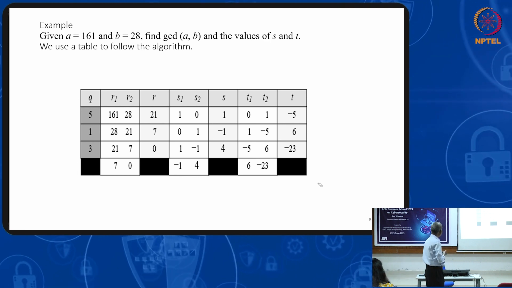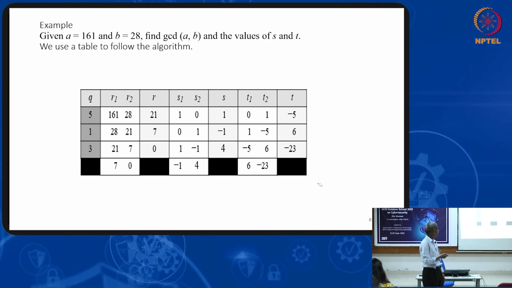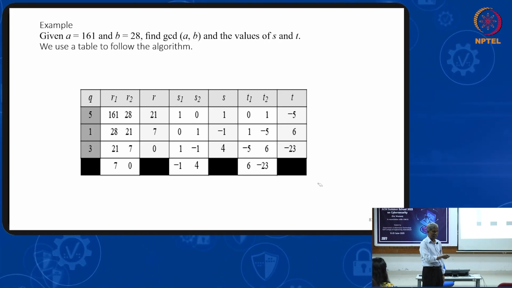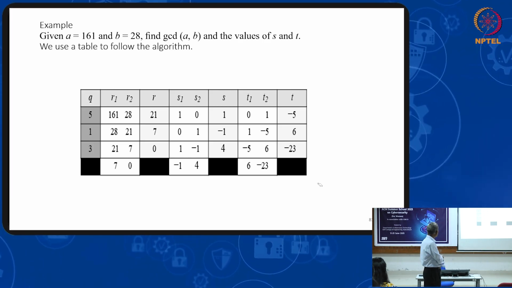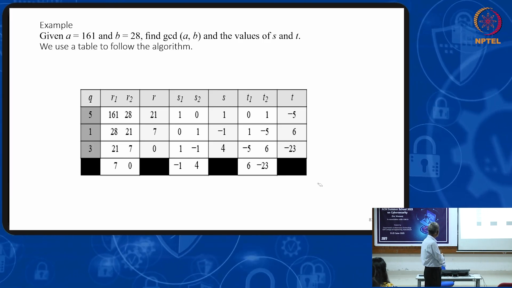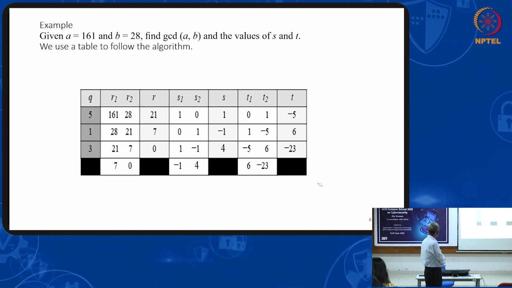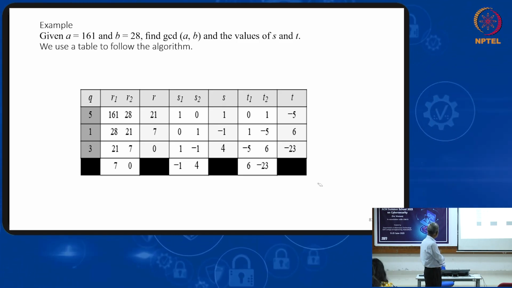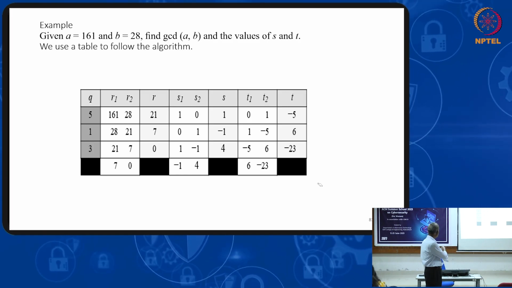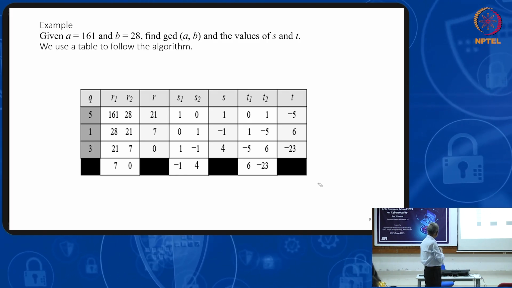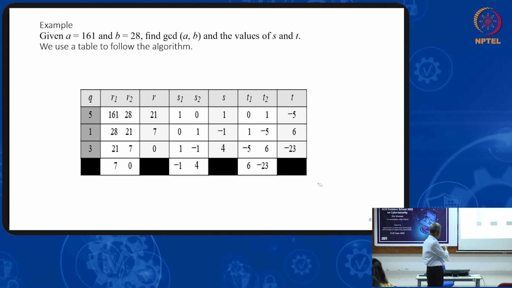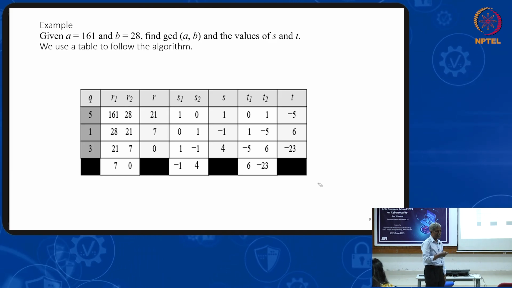So this is the simulation for the same algorithm. You can see this, that will be sufficient. But I have taken a small example and simulated it. Finally, it will return the value of R1, yes, R1. So 7 is the greatest common divisor between 161 and 128.